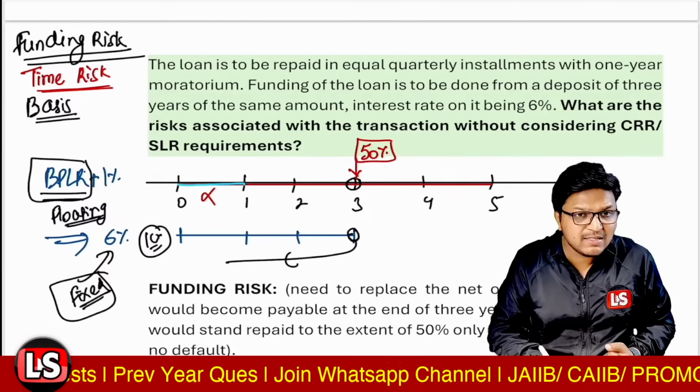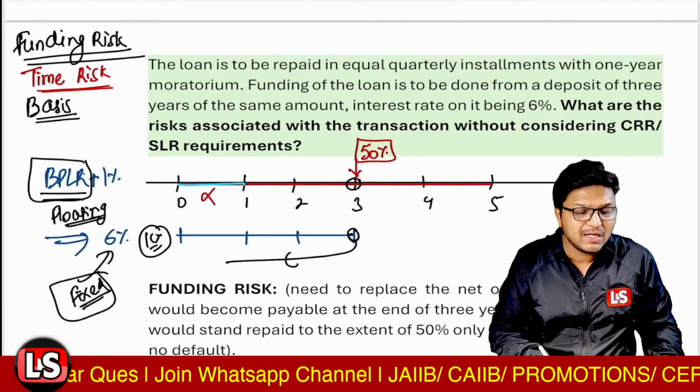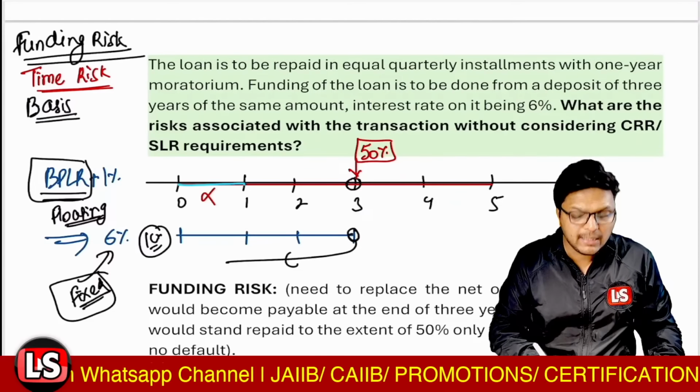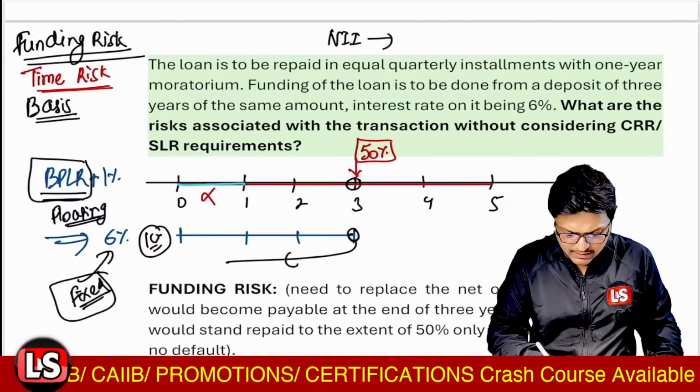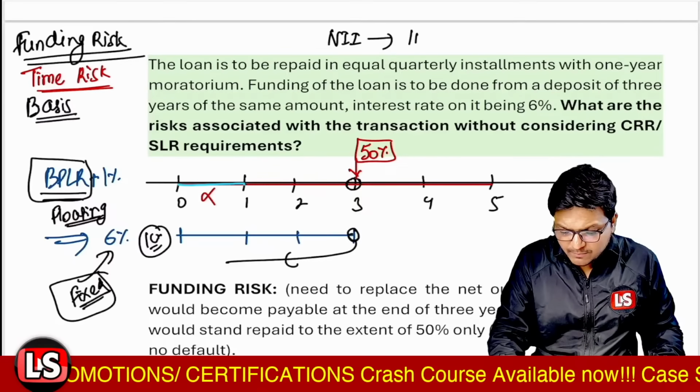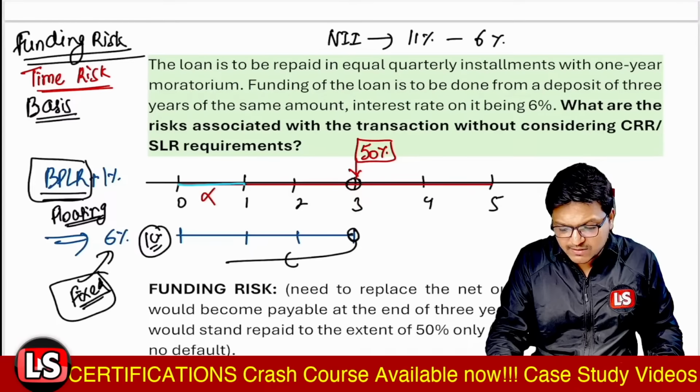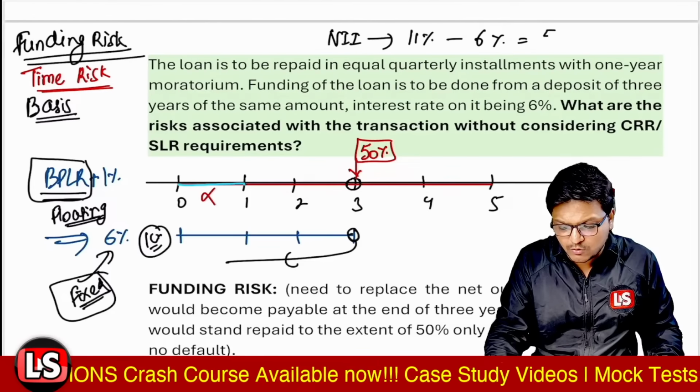Now, for the very first instance, when the loan just got started, the net interest income would be equal to 10% plus 1%, that is 11%, minus 6% that we are basically paying on the deposit, that's equal to 5%.